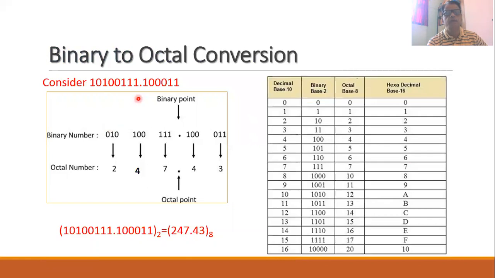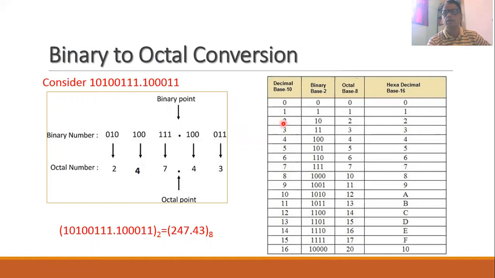Now similarly, we will go to the right hand side from the binary point. So the first group will be 100 and the second group will be 011. So here we need not add any trailing zeros. Now I will represent each group by 1 octal digit. For the representation, we will be making use of this table.